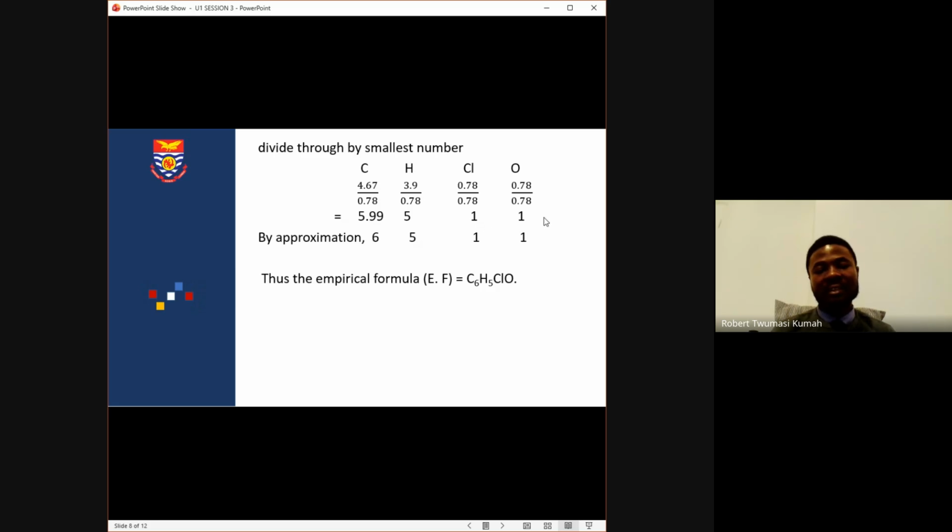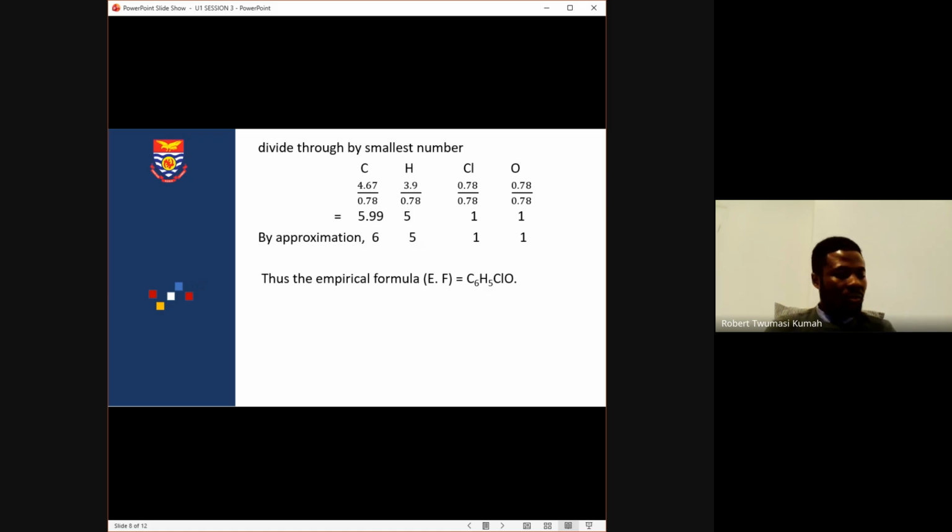So if we have this, it is very safe to round this one up to 6. 5.99 is almost 6, so we round it up to 6. So we are done with the subscripts that we are going to write. Once we have these, we can write the atoms together. Instead of spacing them like we started with, we write them together and write the number under each as a subscript. So C6H5ClO. We are done with the empirical formula.